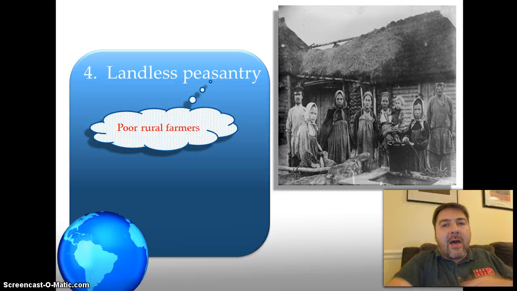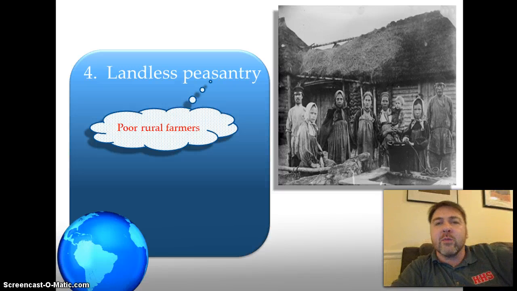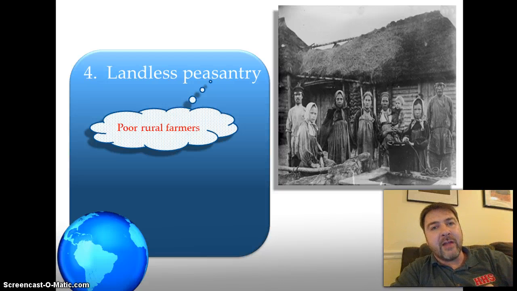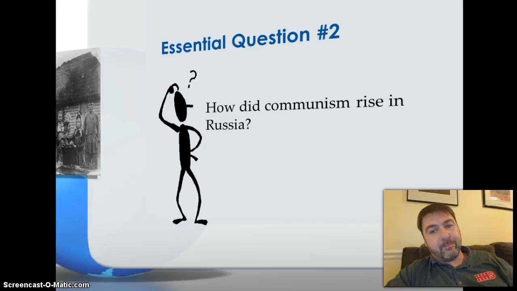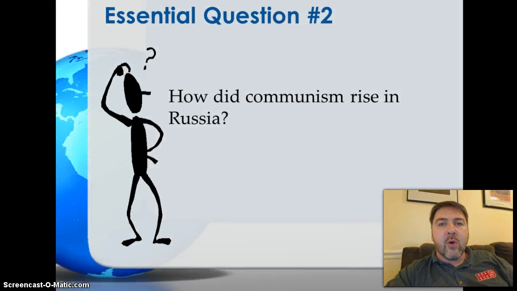That had been gone out of Western Europe for hundreds of years, but Russia didn't abolish that until the 1860s. Okay, and most Russian peasants, 60, almost 70 years later, they still didn't have land of their own. So they were more than willing to follow any revolutionary who came along, promising them an opportunity for some land. So those are our four reasons why Russia breaks out in revolution.